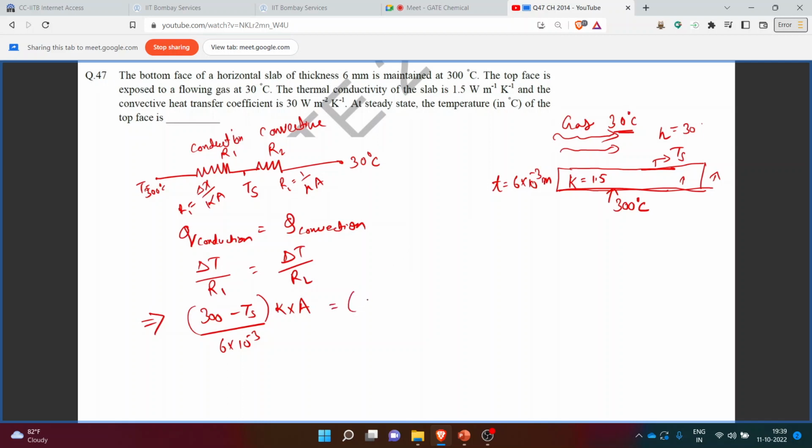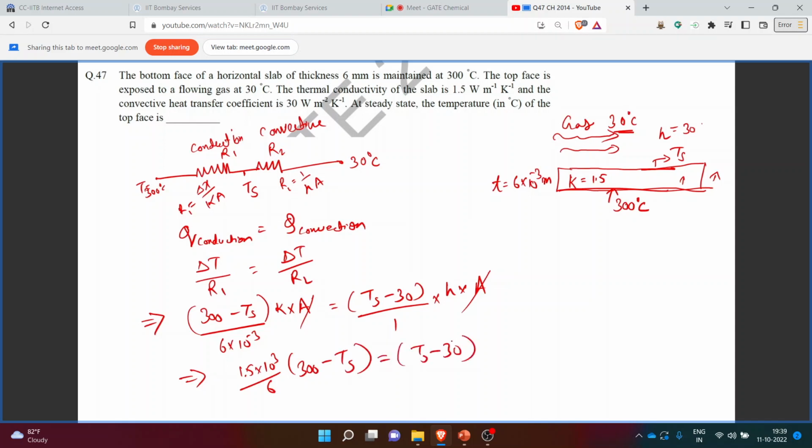For convection the temperature difference will be Ts minus 30 upon 1 upon Ha. The value of H and the area will be here, so this area will get cancelled out and we can replace the value of K as 1.5. So this will become 1.5 into 10 raised to 3 upon 6 into 300 minus Ts is equal to Ts minus 30 into the value of H, which is given as 30.